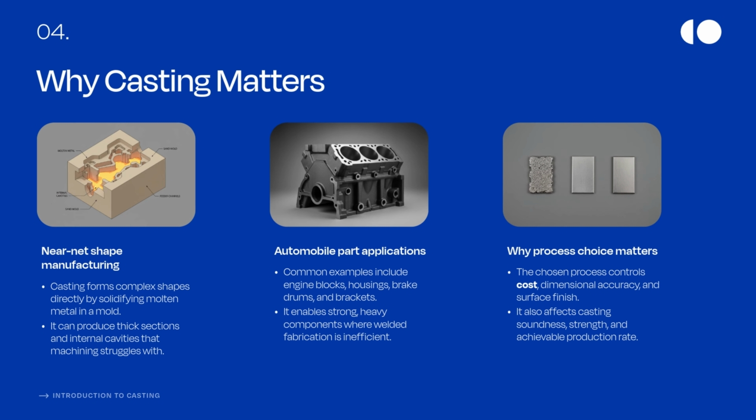Okay, here, what are the automotive part applications? Common examples include engine blocks, housings, brake drums, and brackets. It enables strong, heavy components where welded fabrication is inefficient. Okay, why do we have to choose this casting process? The chosen process controls cost, dimensional accuracy, and surface finish. It also affects casting soundness, strength, and achievable production rate.